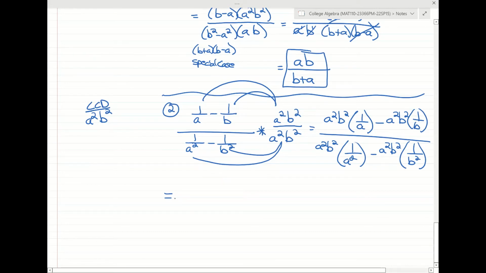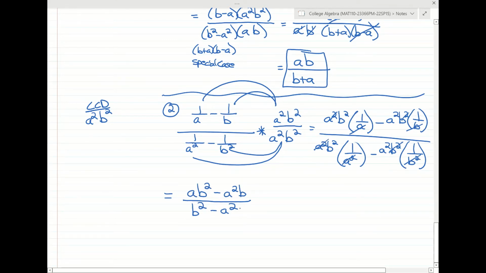What winds up happening is one of these a's cancels with one of these a's. So we just have a b squared. One of these b's cancels with one of these b's. So we get minus a squared b. In the denominator, this a squared cancels with this a squared. This b squared cancels with this b squared. That's what we're looking at right now.